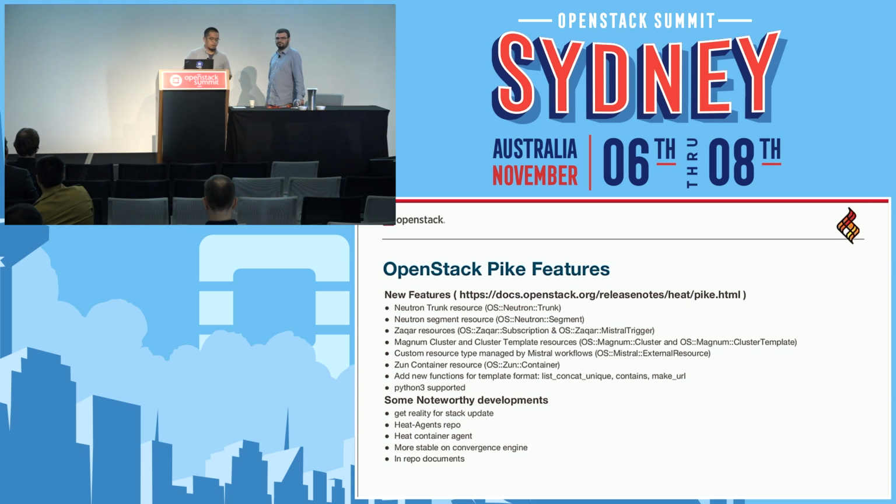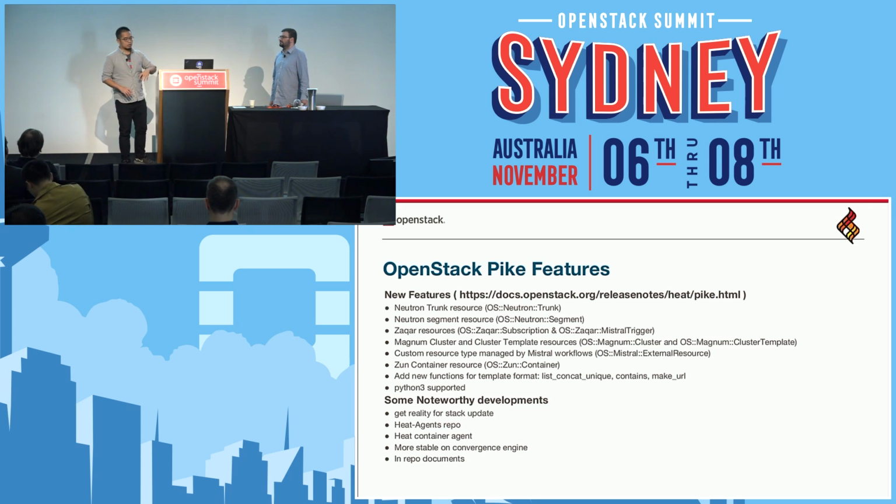Cool. And we have a new heat-engine repo. The convergence engine has been enabled by default since the Newton release, and after a few releases it's much more stable. We keep backporting and trying to fix those bugs, not just in master and Pike, but also backporting as much as we can to Ocata and Newton. If you're using the new release of Heat, we definitely recommend enabling convergence. It should work for all cases, I think.